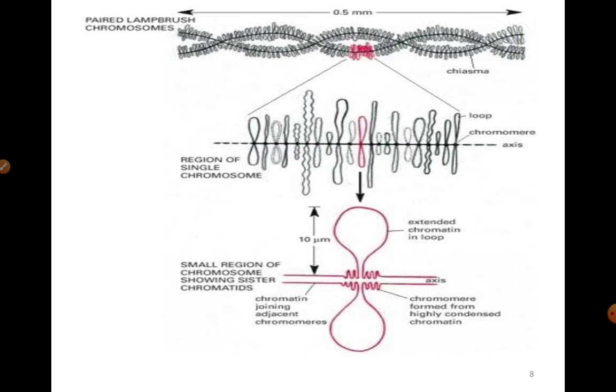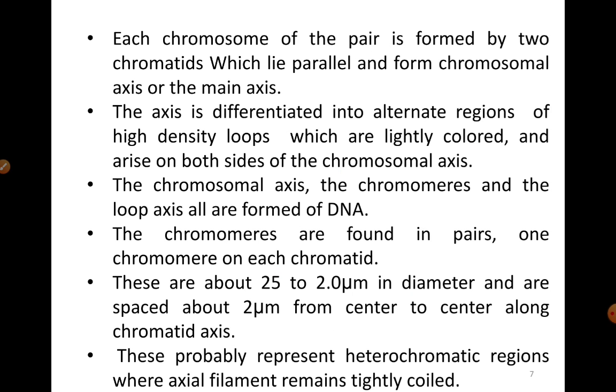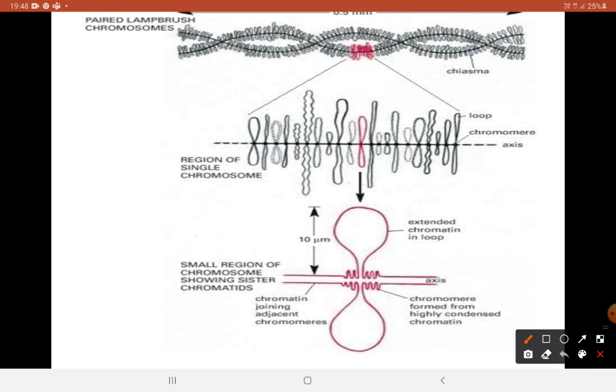Now this will be clear to you when you look at this diagram wherein the Lampbrush chromosomes are shown. Here you should see it is made up of two chromatids, and only at these points you find them being in touch, and these are all called the chiasmata, and in the rest they remain separated. And in this region, when you enlarge and see, this is how the looping structure appears along the axis.